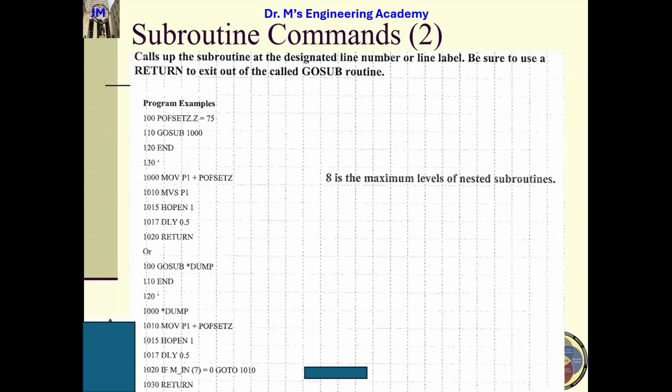You understand, guys? You can either use the line number, called sub line number, for example this is 1000, or you just use the label. Label here is a dump, and I can call the start dump. This one is okay, and this one is also okay. Questions so far?